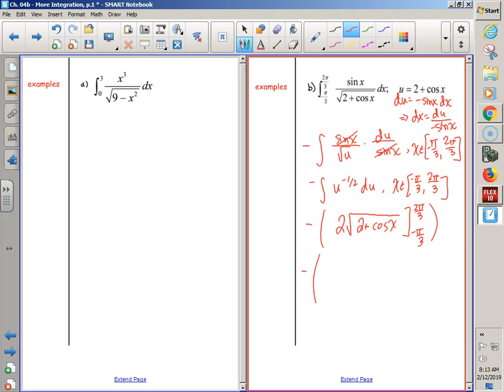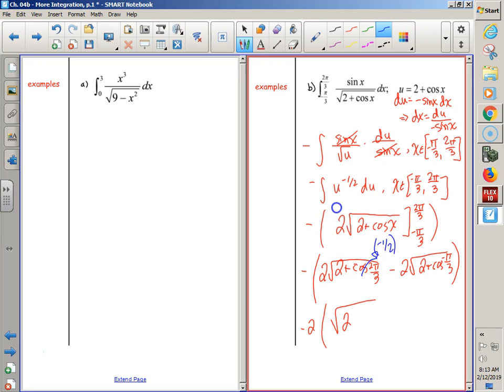Now, fundamental theorem of calculus, all I need to do is f of b minus f of a. So we have 2 times the square root of 2 plus cosine of 2 pi over 3. I'm just going to write it. We're going to get to the unit circle in a second. Minus 2 times the square root of 2 plus cosine of negative pi over 3. I'm going to go ahead and pull out my 2, just because it makes life a little bit easier. I have the square root of 2 plus cosine of 2 pi over 3. Isn't that a negative 1/2, right? Cosine of negative pi over 3, isn't that a positive 1/2?